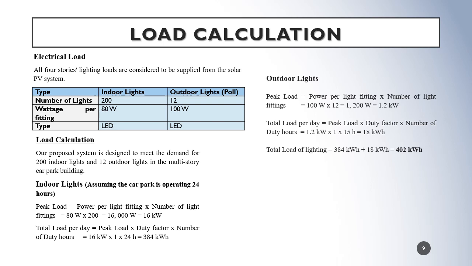On the other hand, for outdoor lights, we got 1.2 kilowatt for peak load and 18 kilowatt hour for total load per day. Finally, the total load of lighting was the summation of outdoor lights and indoor lights total load per day, which is 402 kilowatt hour. Now I am handing over the rest of the part to my fellow groupmate Yashodini.